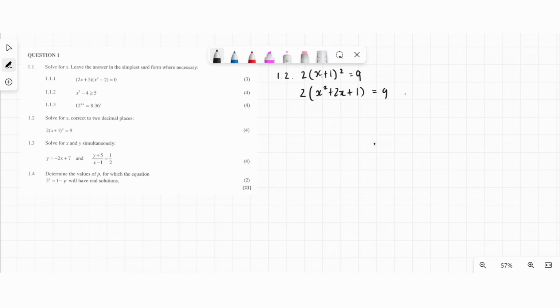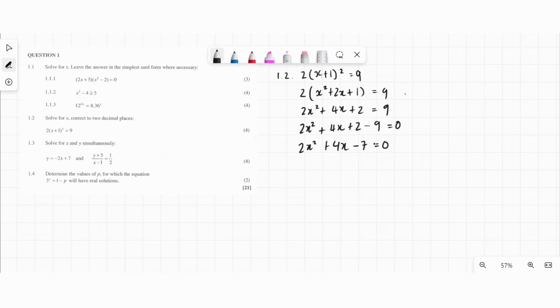Distribute the 2, so it's going to be 2x squared plus 4x plus 2 is equal to 9. Take the 9 to the other side, so it's going to be 2x squared plus 4x plus 2 minus 9 is equal to 0. So we're going to simplify this, so it's going to be 2x squared plus 4x, right? So then this is going to be minus 7 is equal to 0.